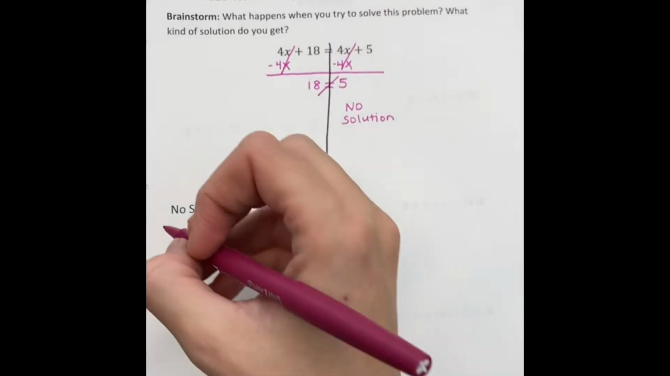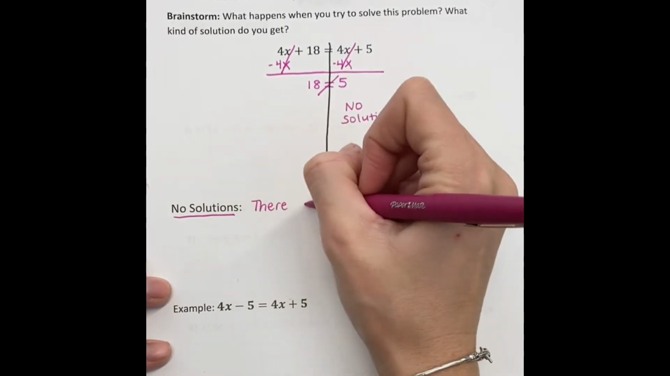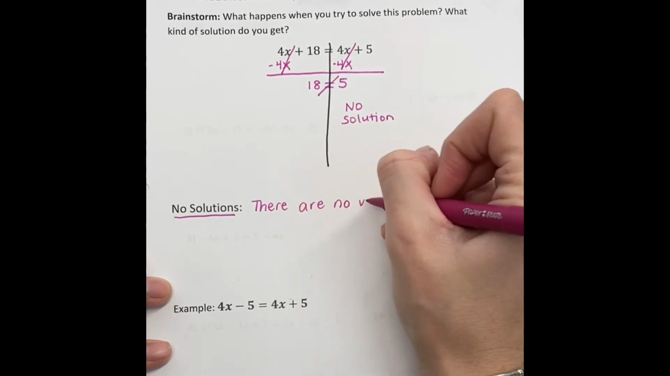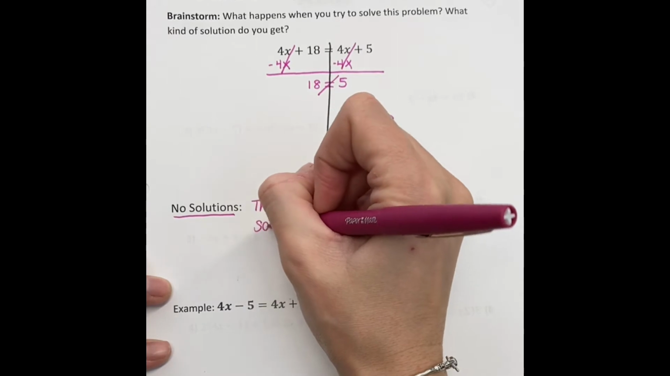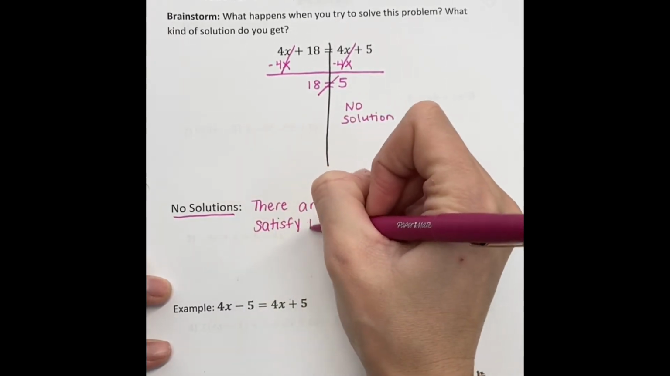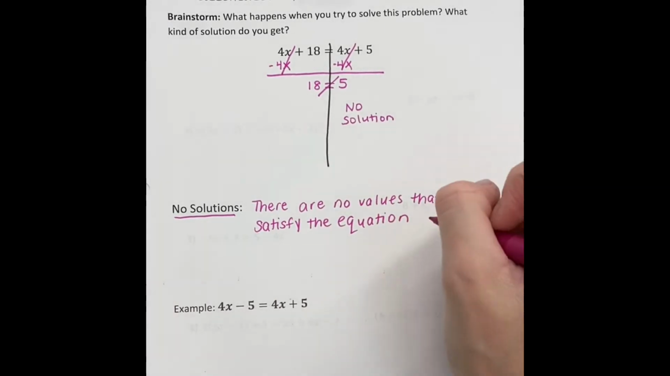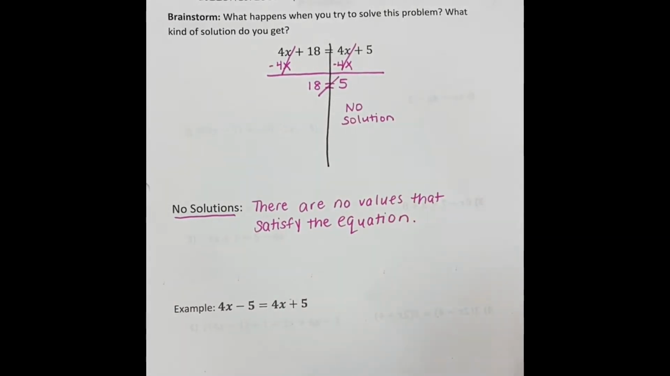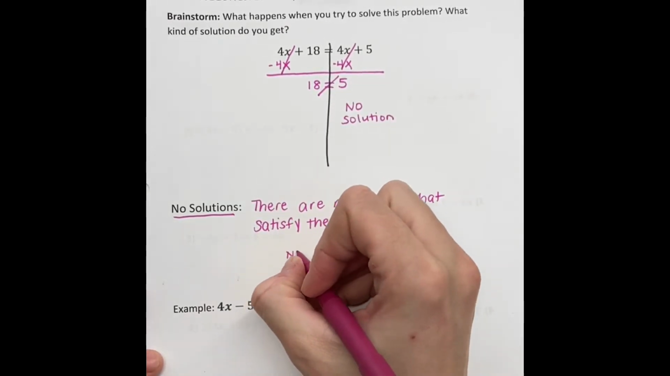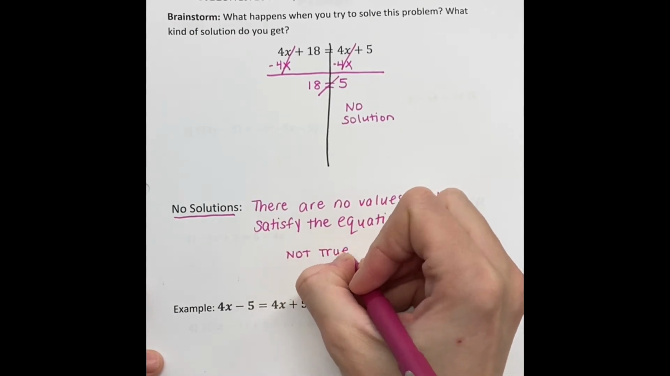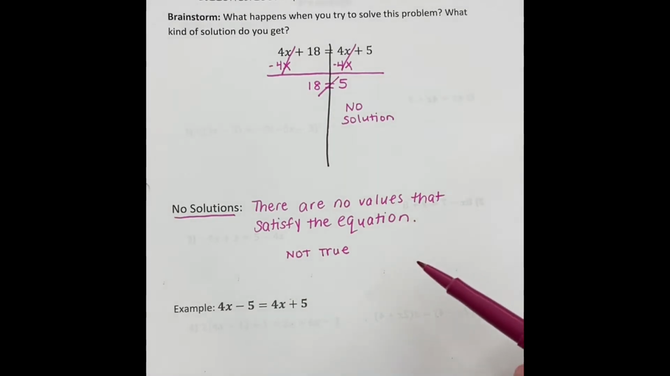So when we have no solutions, what it means is that there are no values that satisfy the equation. And we're going to be able to tell if we have an equation that has no solution because we're going to end up with a statement that is not true. Like 18 equals 5. 18 never equals 5, so we know that that one was not true.